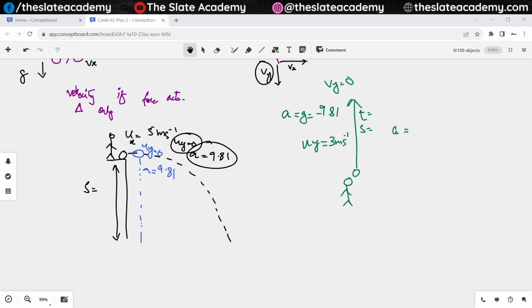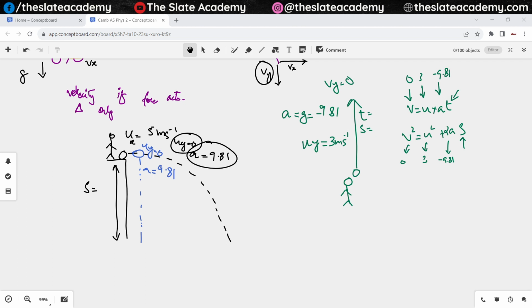Let me write down the equations as well. If I want to calculate the time it takes for the ball to reach maximum height, I will say v is equal to u plus at, and here v would be 0, u would be 3, a would be negative 9.81, and I'll find out the value of t. Similarly, to calculate the maximum height reached by the ball, I'll use the equation v squared is equal to u squared plus 2as. Again, v would be 0, u would be 3, a would be negative 9.81, and s would be the balancing figure that would be calculated.